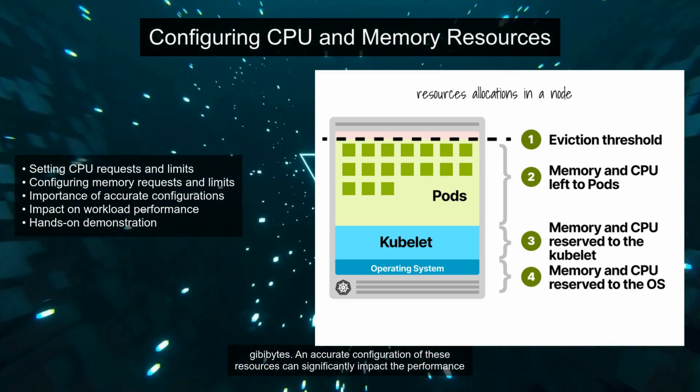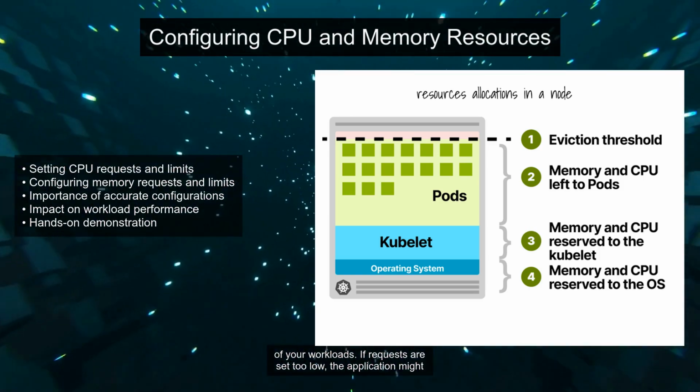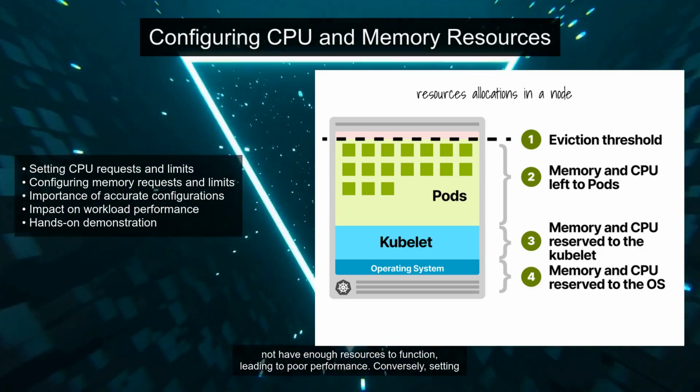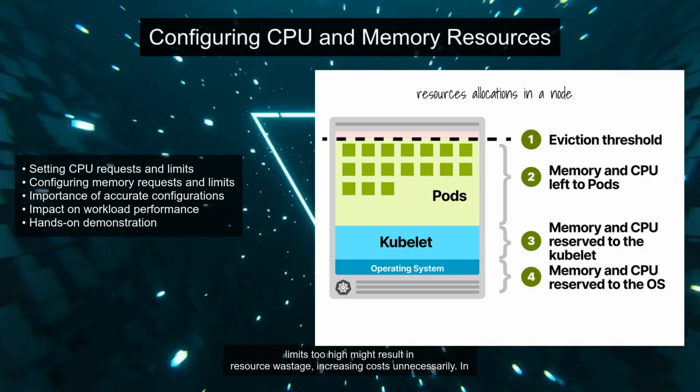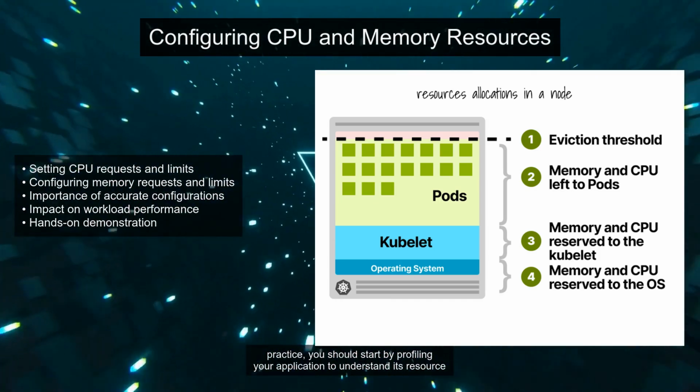An accurate configuration of these resources can significantly impact the performance of your workloads. If requests are set too low, the application might not have enough resources to function, leading to poor performance. Conversely, setting limits too high might result in resource wastage, increasing costs unnecessarily.